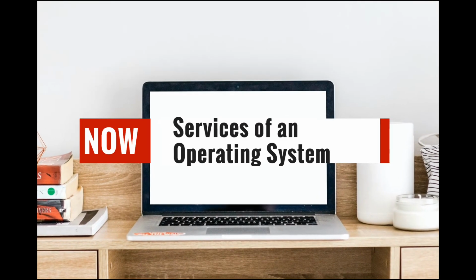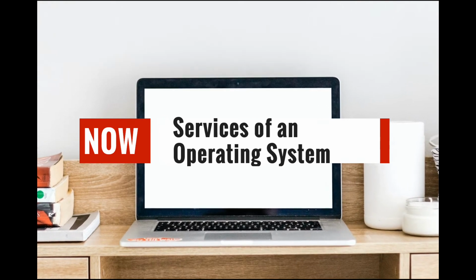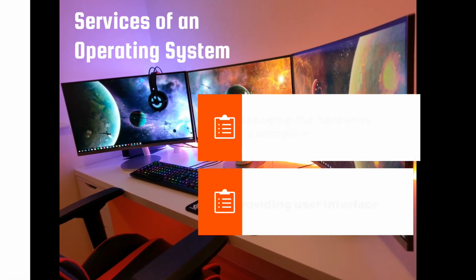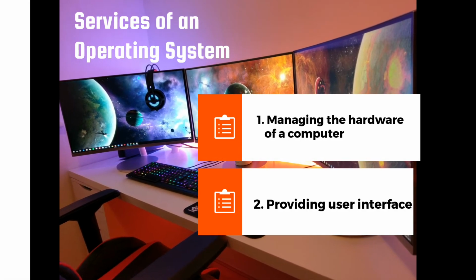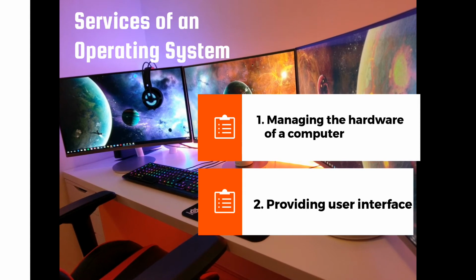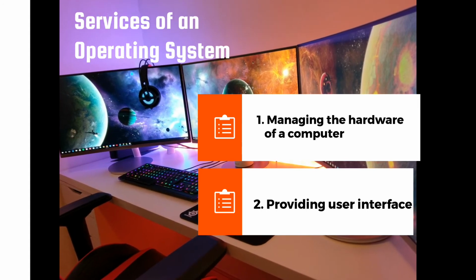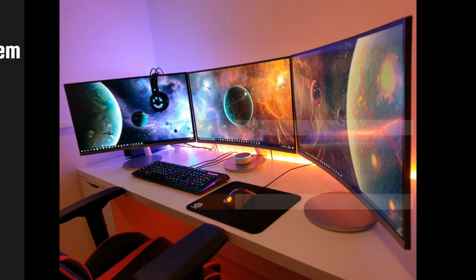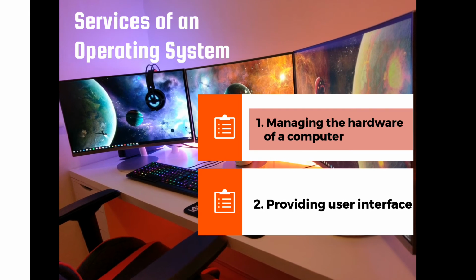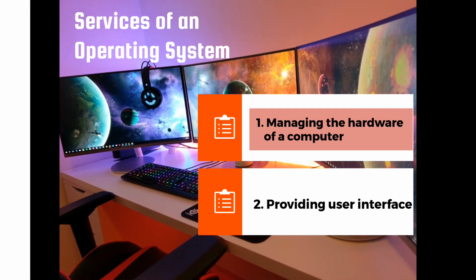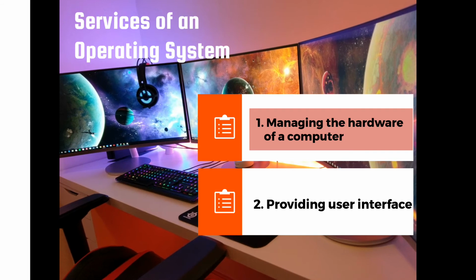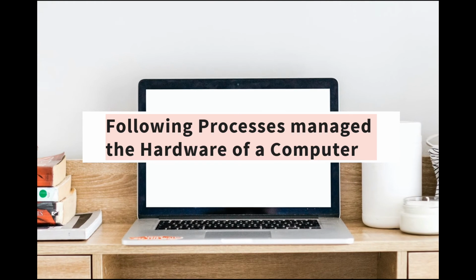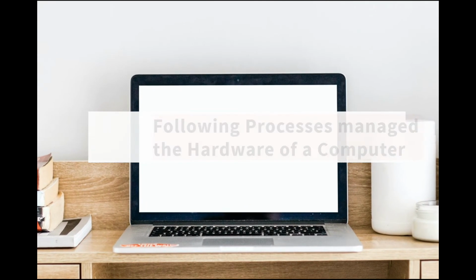Let's look at the services of an operating system now. The services of an operating system can be divided into two, as managing the hardware of a computer and providing user interface. Let's look at the first service, that is, managing the hardware of a computer. Following processes manage the hardware of a computer.